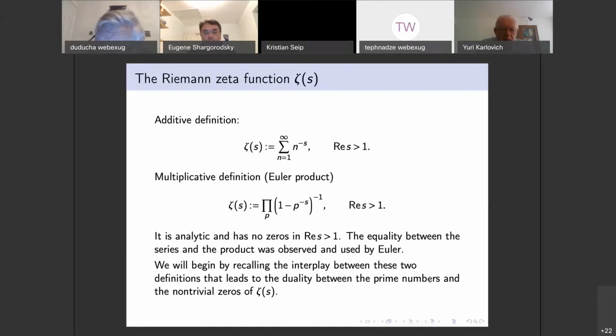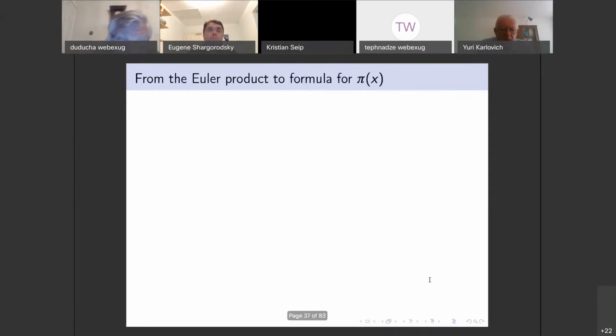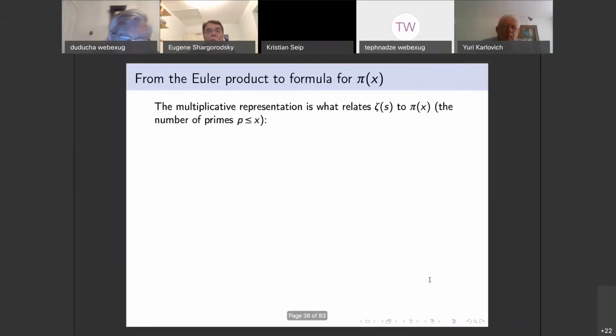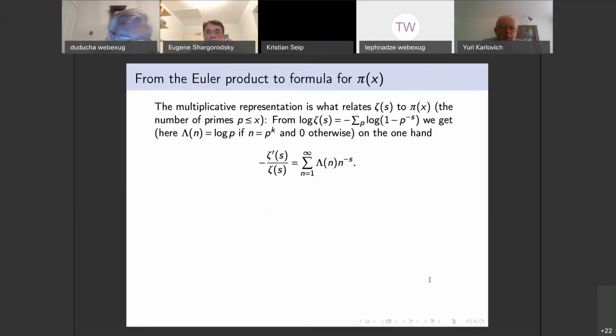I will give you a few slides which just recall the interplay between these two definitions and what leads to the duality that I'm talking about between the primes and the non-trivial zeros. First is one slide where I just say what you get from the Euler product, the multiplicative representation. To get to the primes, you take the logarithmic derivative of zeta.